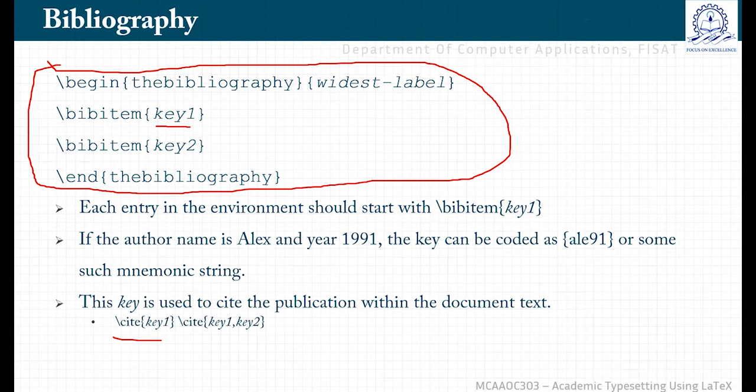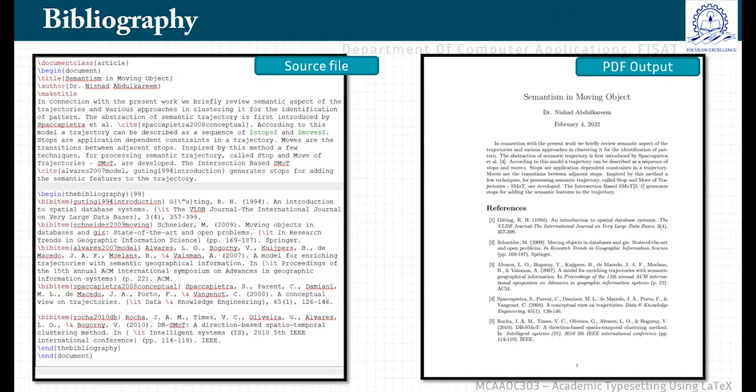I can use multiple keys. So you might have seen more than one citation given to a particular sentence. The key is used to cite the publication within the document text. Now let us see an example. Here you have an article document. The title is Semanticism in Moving Object.